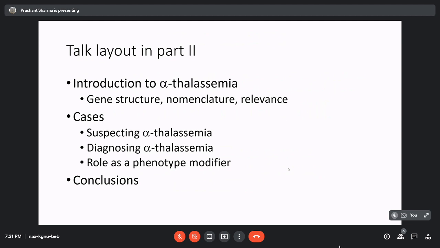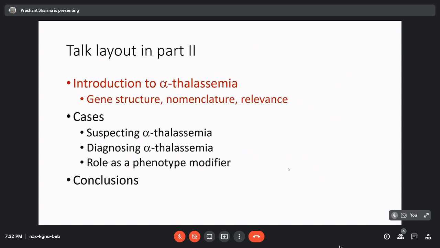And this talk is going to be in three parts. And the first, of course, is going to be the introduction. We'll talk about gene structure, nomenclature, and the relevance of alpha thalassemia to the Indian pathological and clinical practice. This question had come up last time as well. And subsequently, in a slight departure from the usual seminar style of teaching, today we'll look at cases, nearly six of them, that illustrate different aspects of how we suspect alpha thalassemia, how we diagnose it in the lab, and what is its role as a phenotype modifier.